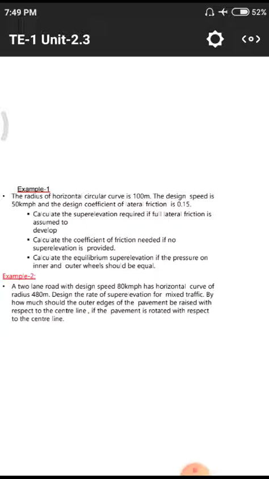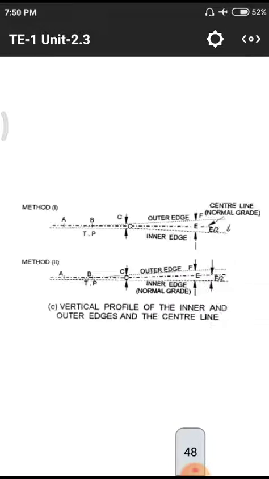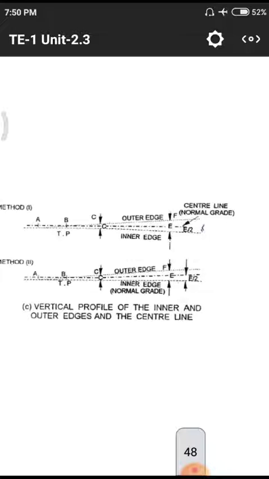But in example 2, what they are giving is a 2-lane road with design speed equal to 80 km/h and a horizontal curve of radius 480 meters. That means V equal to 80 km/h and R equal to 480 meters. And design the super elevation for mixed traffic, by how much the outer edge of the pavement is raised with respect to the center line. That means simply we need to calculate the E value. What is E? E is the elevation. The pavement is rotated with respect to the center line.